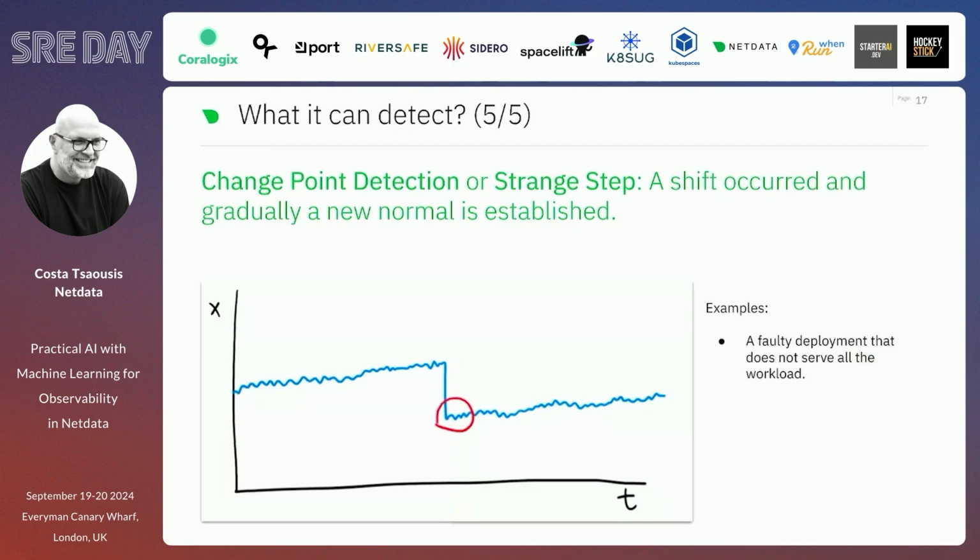I said this is a small set. It's machine learning, so it does a lot of things behind the scenes. It's not just only these cases. So we didn't model these cases.